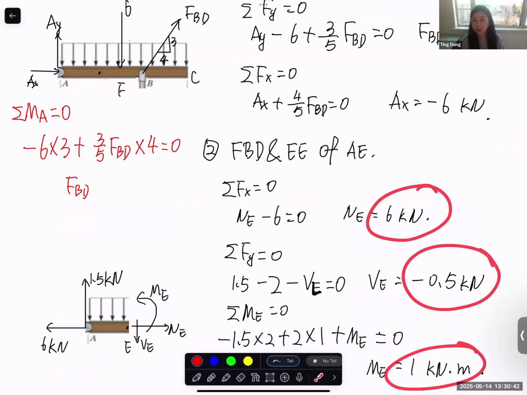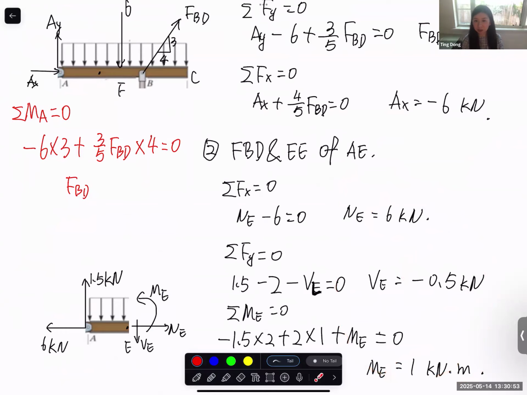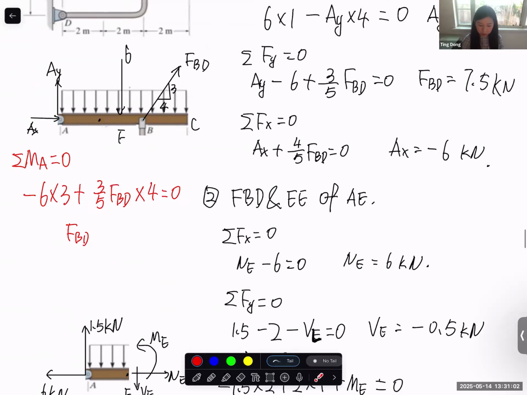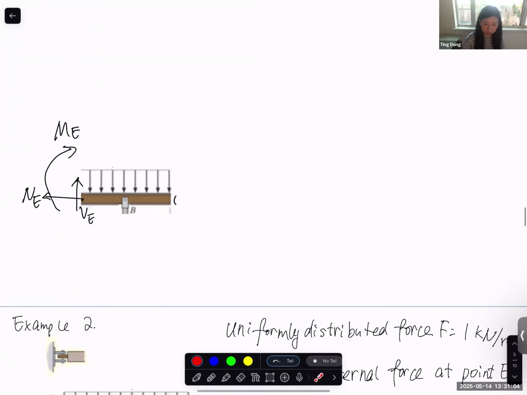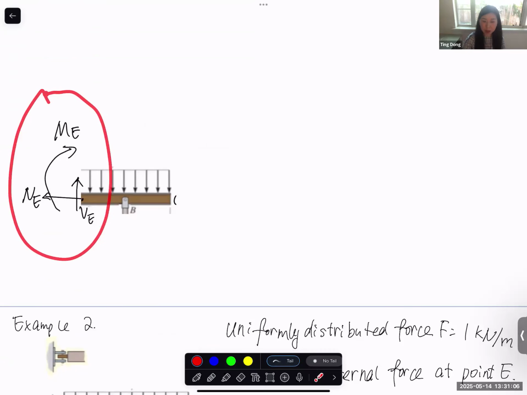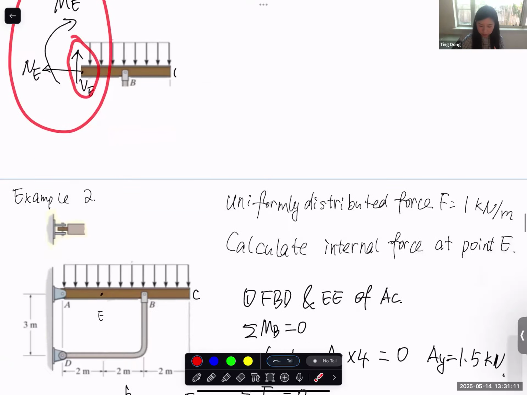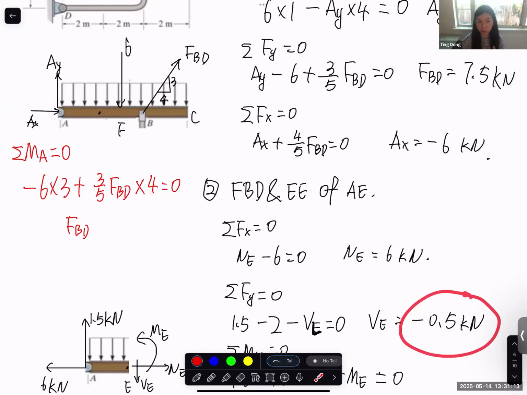sign, which should be like this, because for the bending moment, shear force, and normal force, this internal force should have the same answer no matter whether we take the left side or the right side. If it's generated by tension, it should be positive no matter whether we take the left side or right side. So if we follow the sign convention of the internal force and put it in this way, in the end, you can calculate after class, you will get VE equal to negative 0.5.